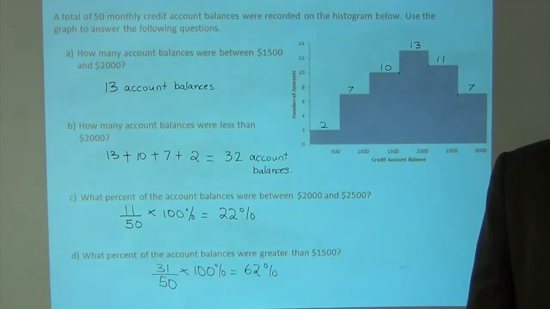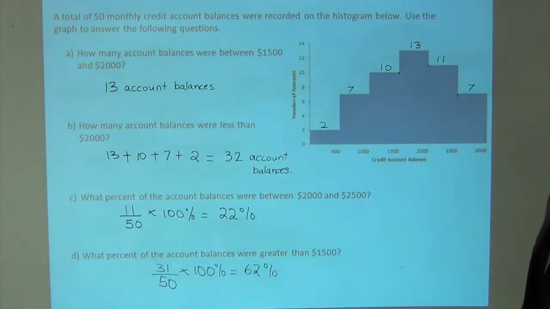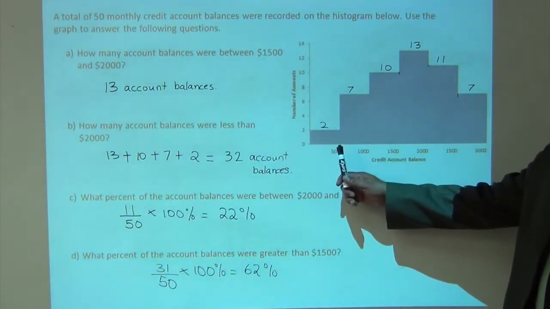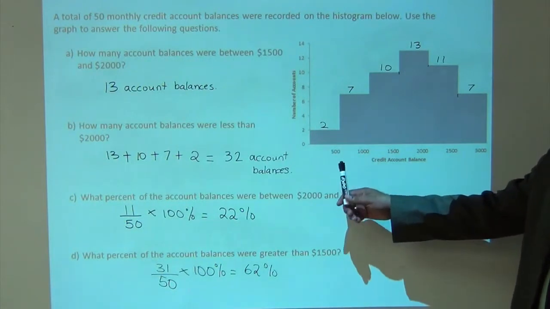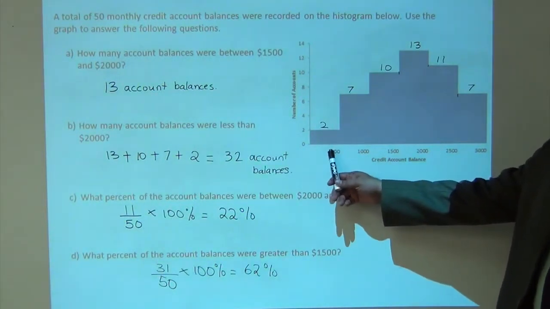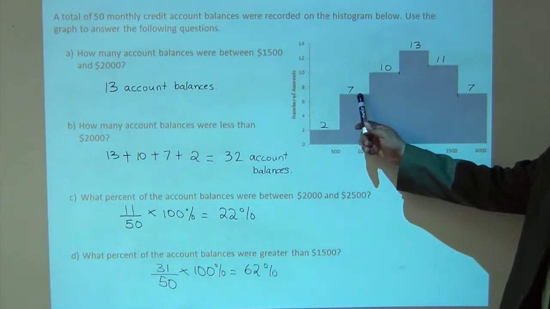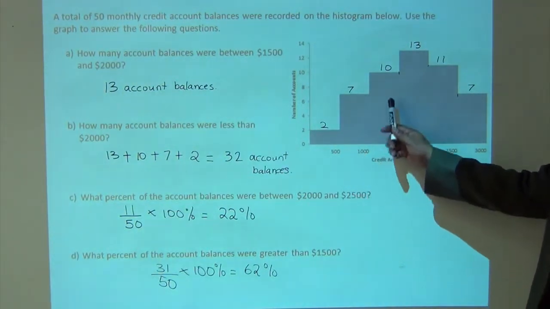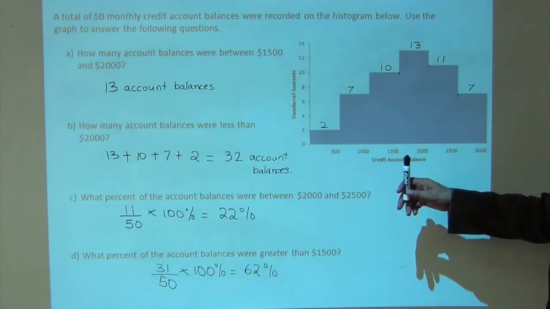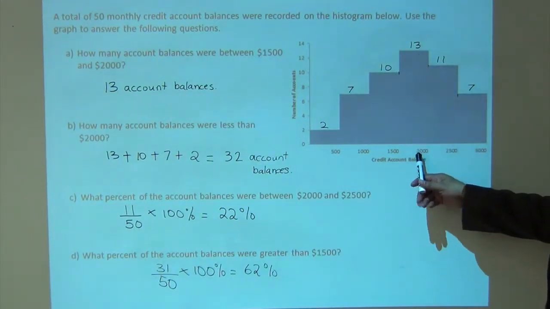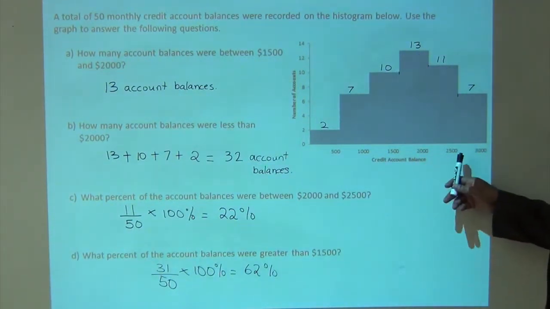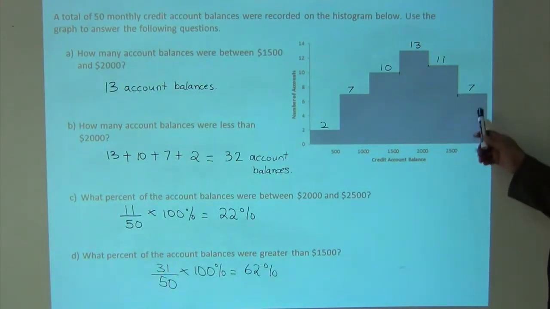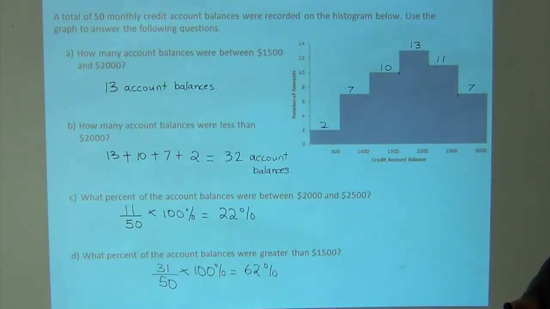Let's revise the problem. A total of 50 monthly credit card account balances were recorded on the histogram below. Use the graph to answer the following questions. So let's look at the histogram and look at every account balance to see how many we have. 2 accounts had a $500 balance, 7 accounts have a $1,000 balance, 10 accounts have a 1,500 balance, 13 accounts have a 2,000 balance, 11 accounts with a 2,500 balance, and 7 accounts with a 3,000 balance.